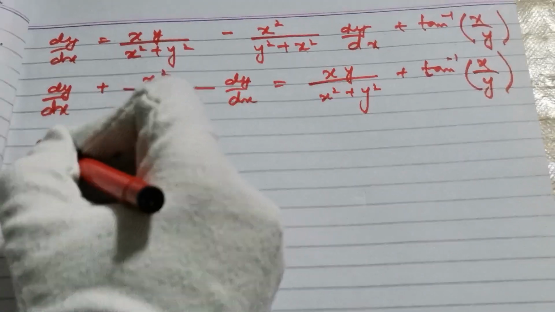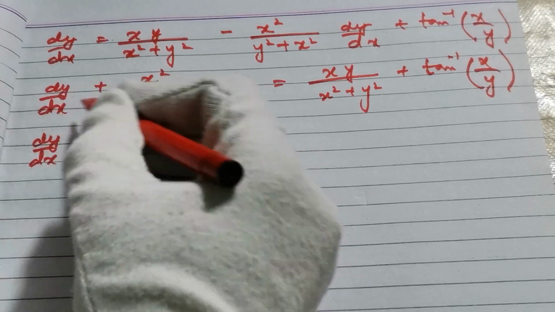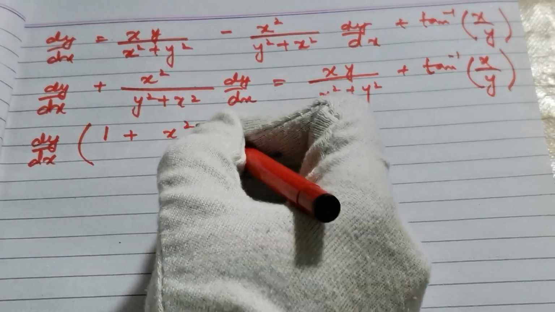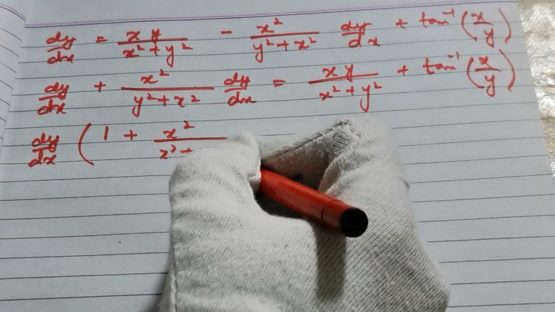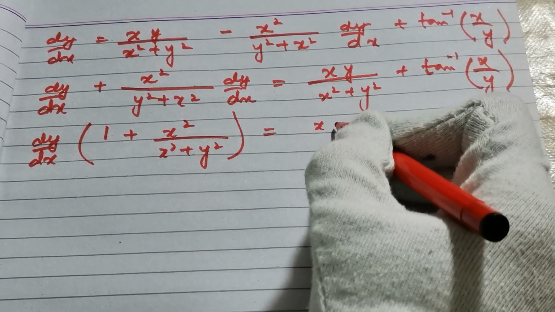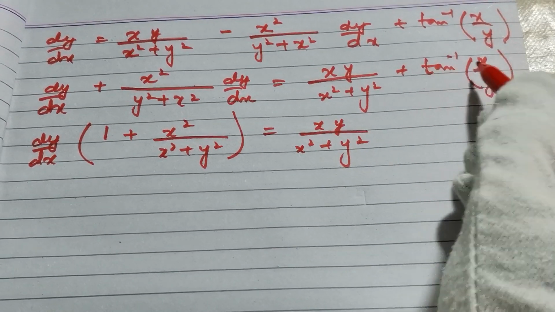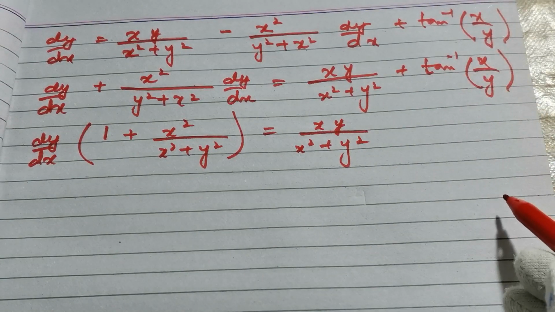Now dy/dx we will take common: 1 plus x squared by (x squared plus y squared). Now xy by (x squared plus y squared), plus tan inverse of x by y.